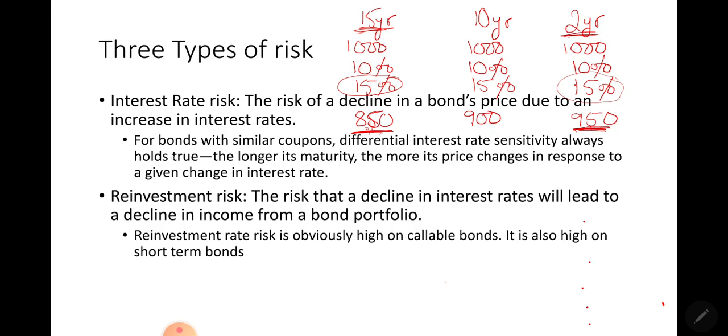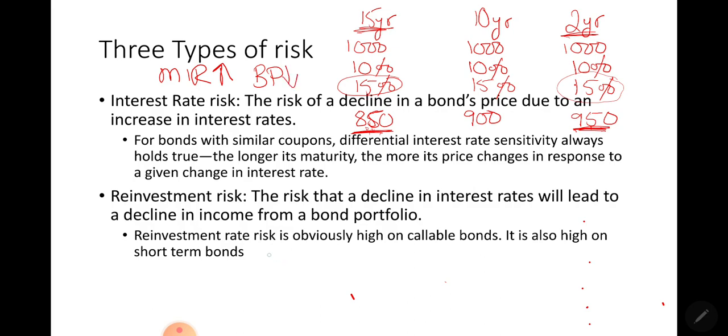Now, moving on to the second type of risk, reinvestment risk. The risk that a decline in interest rate will lead to a decline in income from a bond portfolio. So, the second type of risk takes an opposite stand. In the first risk, interest rate risk, we are interested in the market interest rate increase, and we said that the bond price will decline. This is interest rate risk.